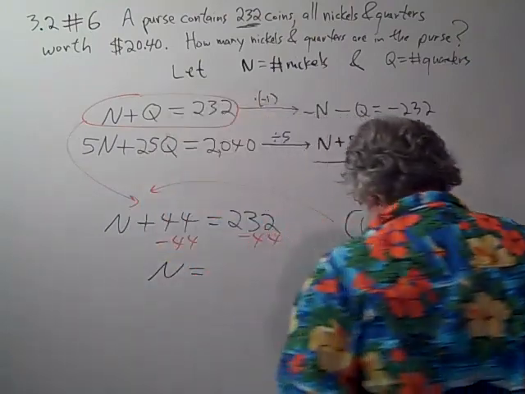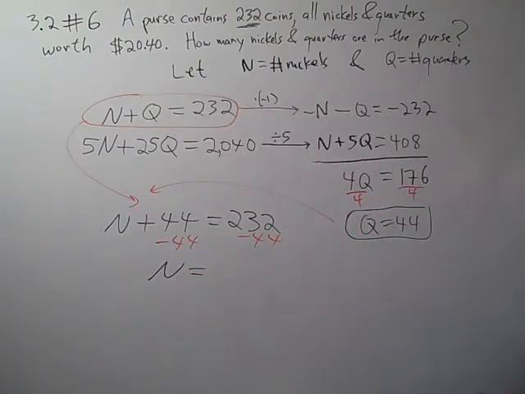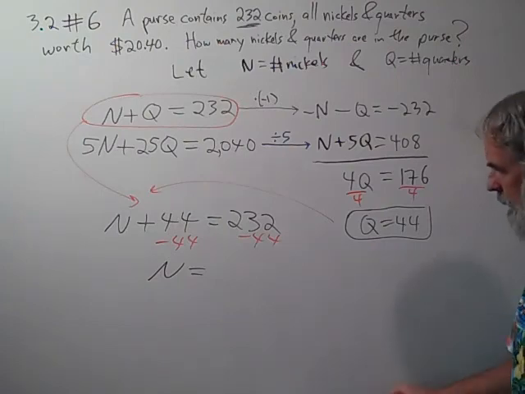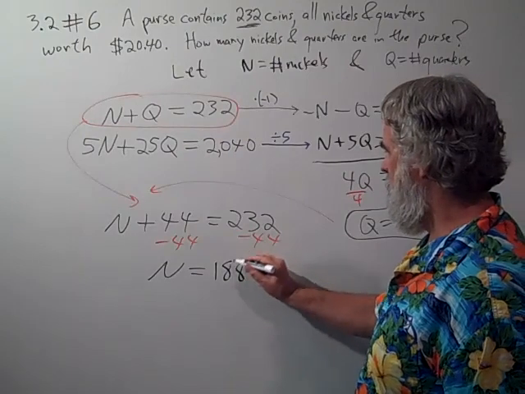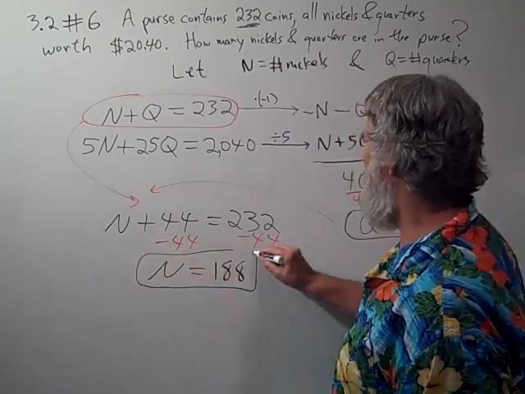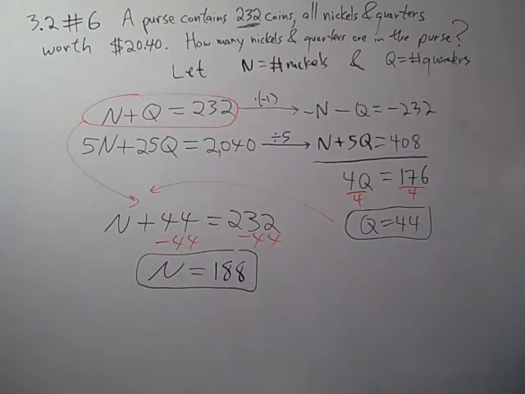Now 232 minus 44 gives us 188. So there must have been 188 nickels in that purse, along with 44 quarters.